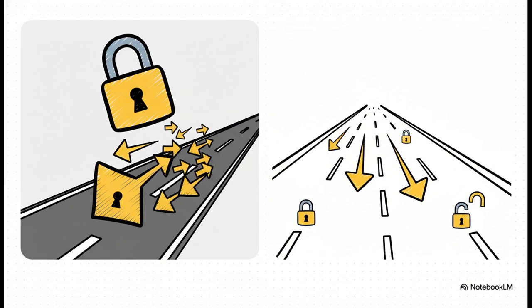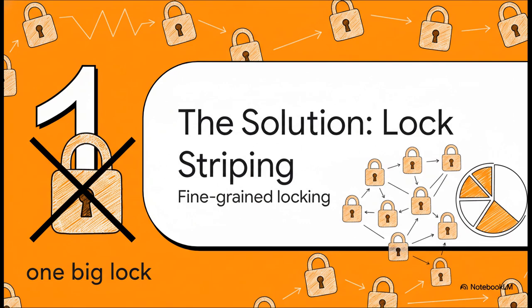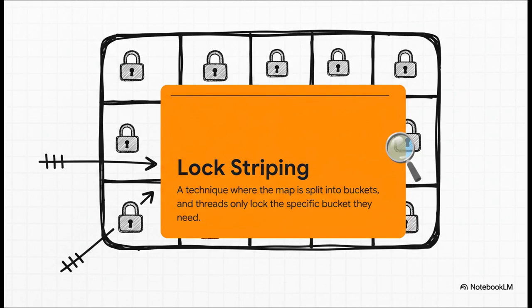ConcurrentHashMap, though, plays a completely different game. And the secret sauce here is a strategy called lock striping, or you might hear it called bucket-level locking. Honestly, this one architectural change changes everything. Instead of one big lock for the whole map, it uses lots of little ones. So what does that actually mean?